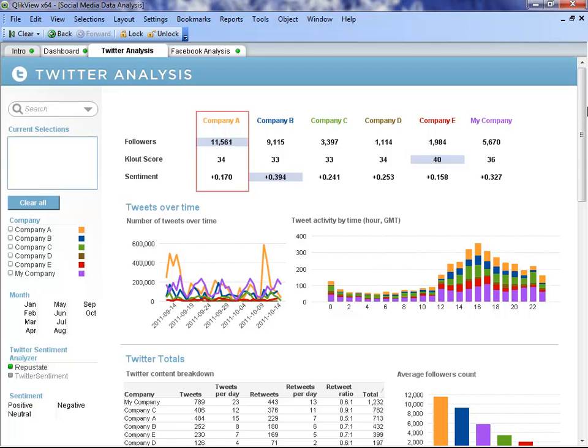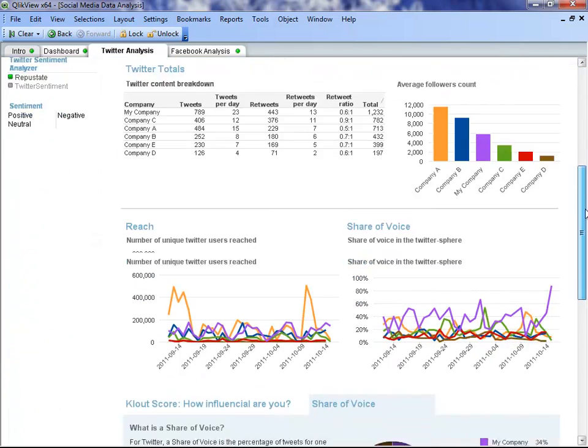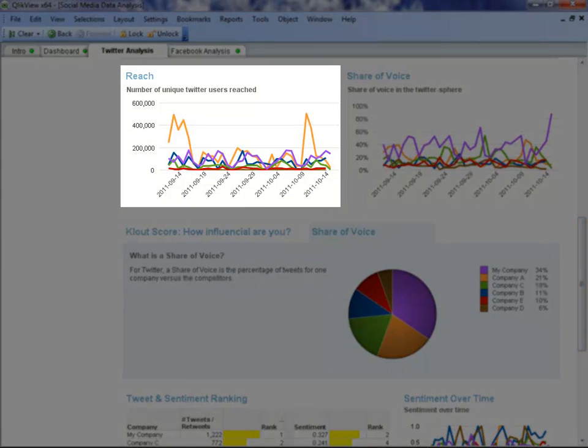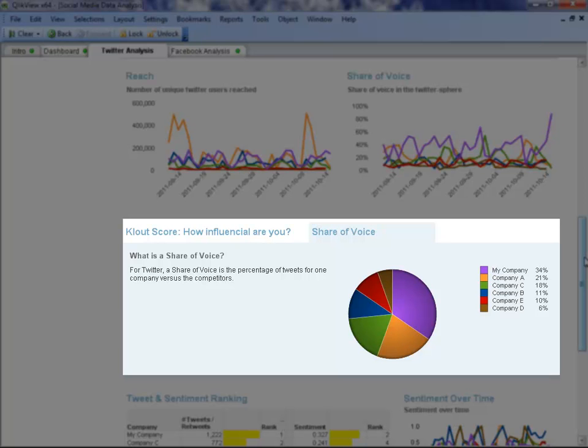Here we can see that Company A has the most followers. Company E has the highest clout score, and Company B has the highest average sentiment. My company can compare themselves to their peers in the industry. Other statistics such as reach, which is the number of unique Twitter users reached by a tweet, and share of voice, which is the percentage of tweets for one company versus its competitors, can also be found on this sheet.